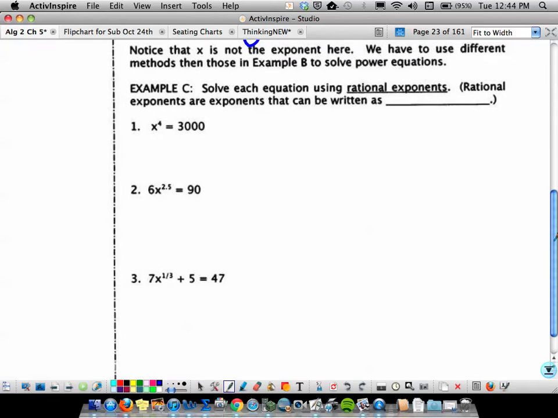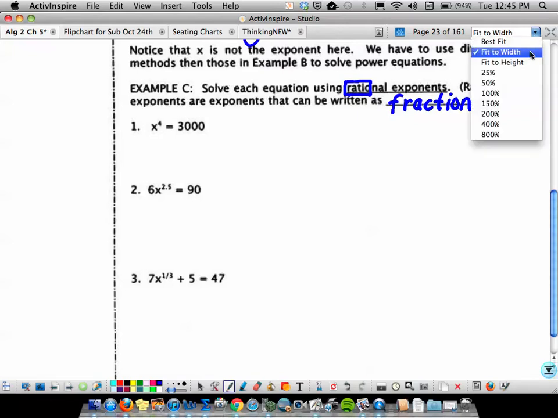We're going to solve each equation using rational exponents. You've heard of rational numbers, which are just numbers that can be written as a fraction. You can see the word ratio within the word rational, and ratio is really just another way of saying a fraction. So rational exponents are just exponents that can be written as fractions. In examples 1 through 3, we're going to solve some power equations by using rational exponents.